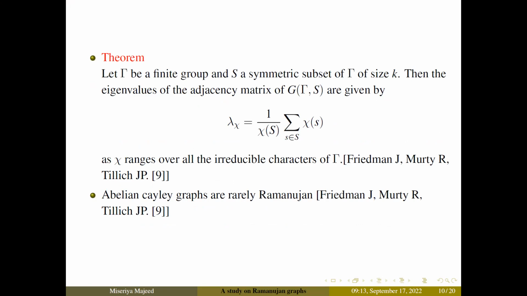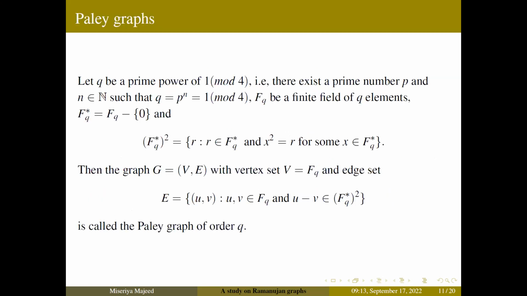And we can see this is a particular result by Murty and Friedman, which says the abelian Cayley graphs are rarely Ramanujan. So, in order to find regular Ramanujan graphs, in order to find Cayley graphs which are Ramanujan, we have to consider non-abelian Cayley graphs.